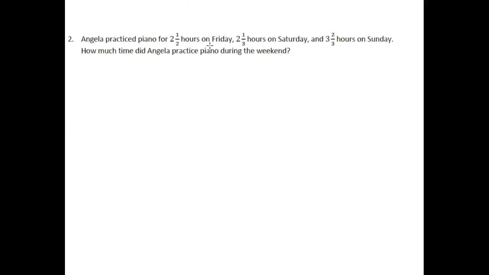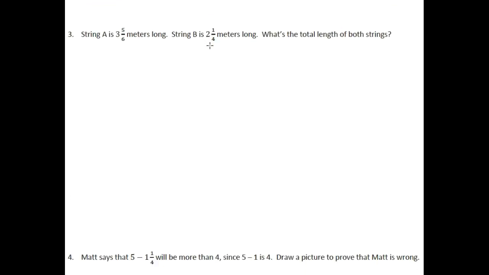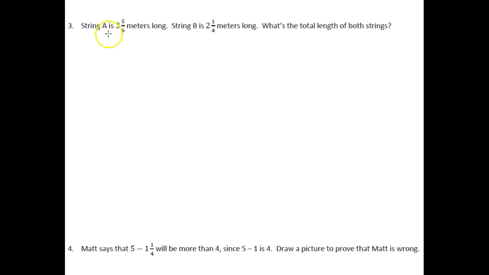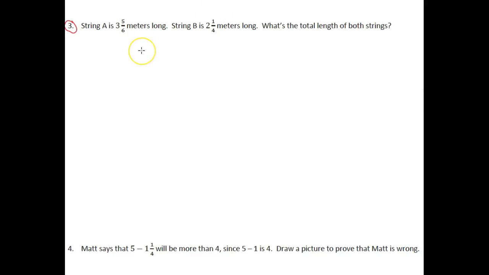Now I'm going to do one word problem for you. I'm going to do number 3. And this time we have 2 strings. Maybe they're fabric strings. They're definitely not guitar strings because guitar strings are not that long. And I want to switch colors. I'm going to go blue this time. So we're taking string A and string B and finding their total length. If they're asking for a total length, that means you're combining them.